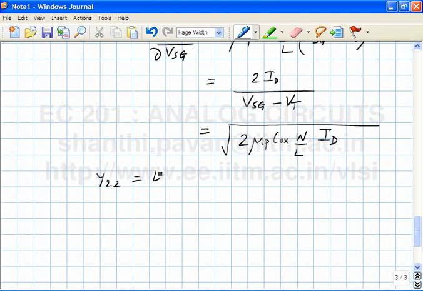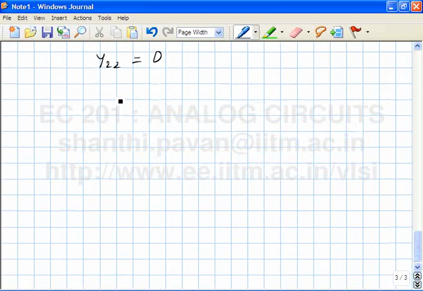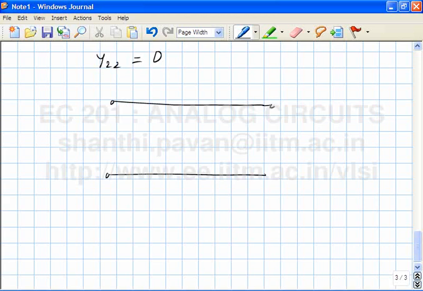1 plus lambda VSD. Let's now figure out what the equivalent circuit is. The small signal equivalent circuit must be Y11 is 0, Y12 is 0 again. So this is the source, this is the gate, and this is the drain. So this is the small signal equivalent in saturation, where what is the strength of this current source?